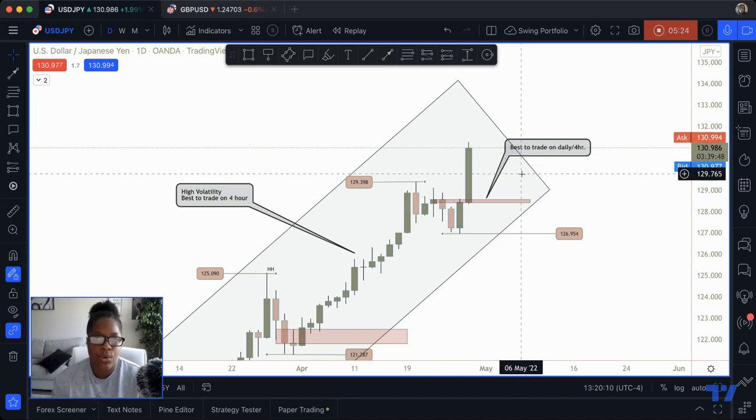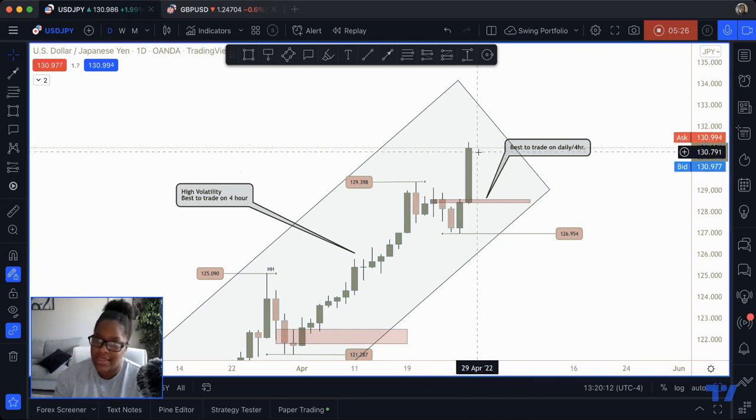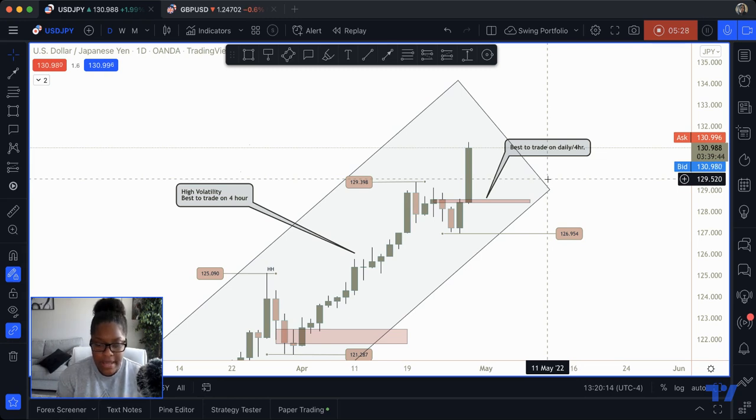We don't have a pullback just yet. We just got the higher high. So a part of being a swing trader is we're waiting for price to pull back for us. We're waiting for price to give us an entry.